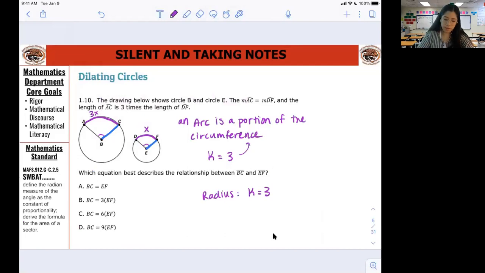Which one, if the radius EF, if I call that y, what would be BC? 3y. Yeah. The scale factor is the same, because on the one hand, I'm talking about circumference. On the other hand, I'm talking about radius. So they're going to have the same scale factor. So answer choice? B. Exactly.